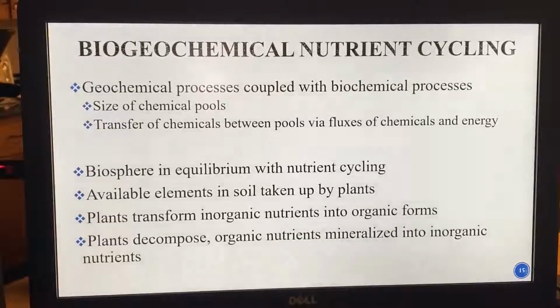And then so plants are gonna decompose, and those organic nutrients are gonna be mineralized back into inorganic nutrients. So plants decompose, all the nutrients that they have in their tissues are going to be used by the microbes. The microbes will transform it from inorganic to organic.